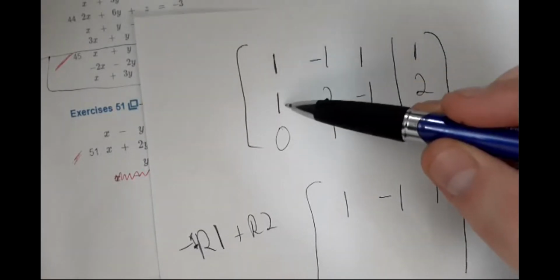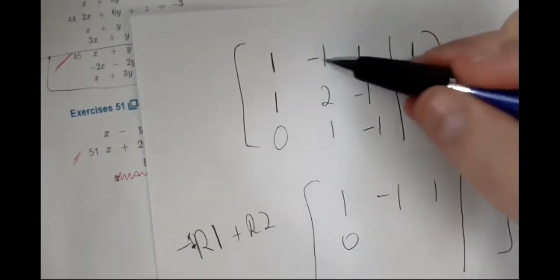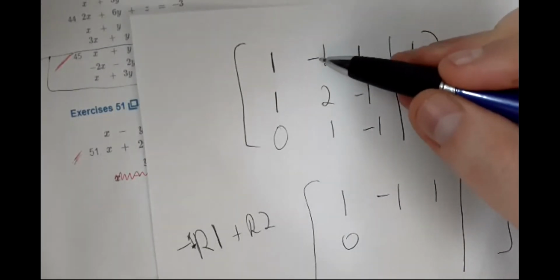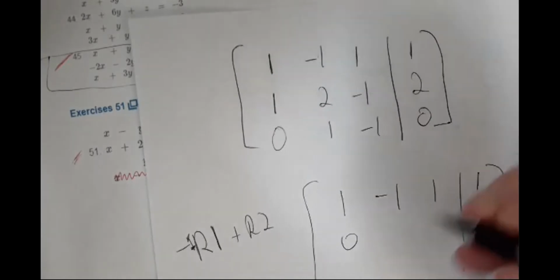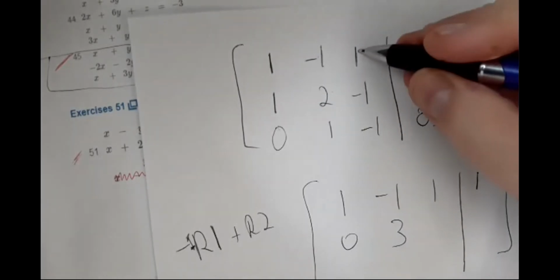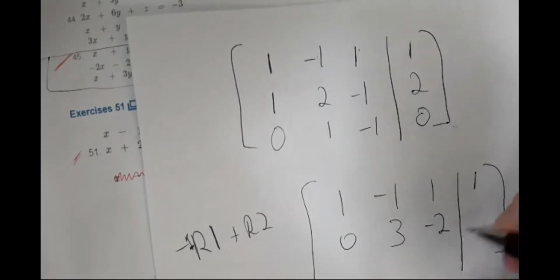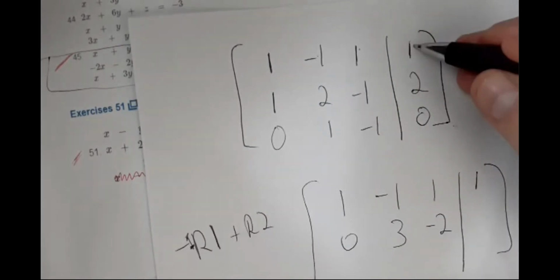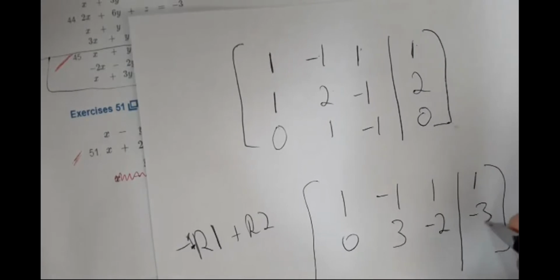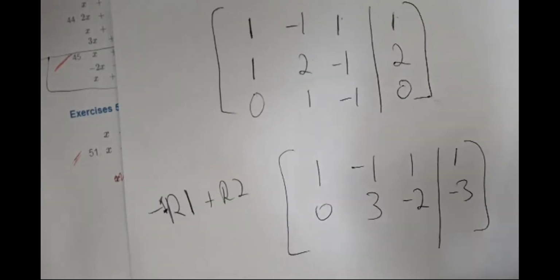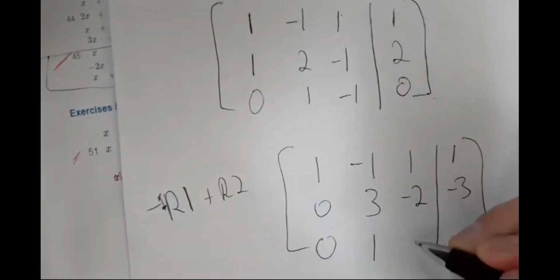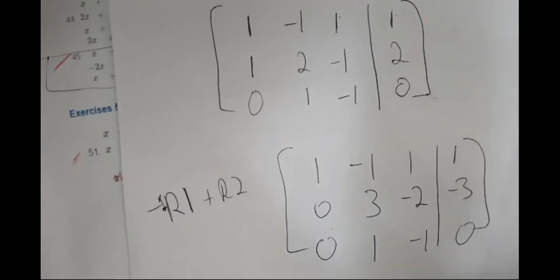Minus 1 plus 1 is going to give me 0. Minus 1 is going to give me positive 1. Plus 2 is going to give me 3. Minus 1 minus 2 is going to give me minus 3. Then 0, 1, minus 1, 0.